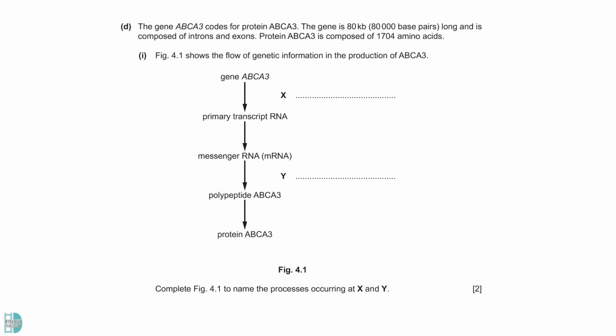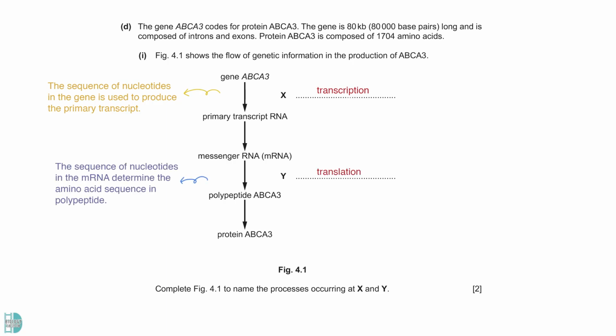D1 shows the sequence of events for the production of ABCA3. The sequence of nucleotides in the gene is used to produce the primary transcript in a process called transcription. The sequence of nucleotides in the mRNA will then be used in translation to produce the polypeptide.